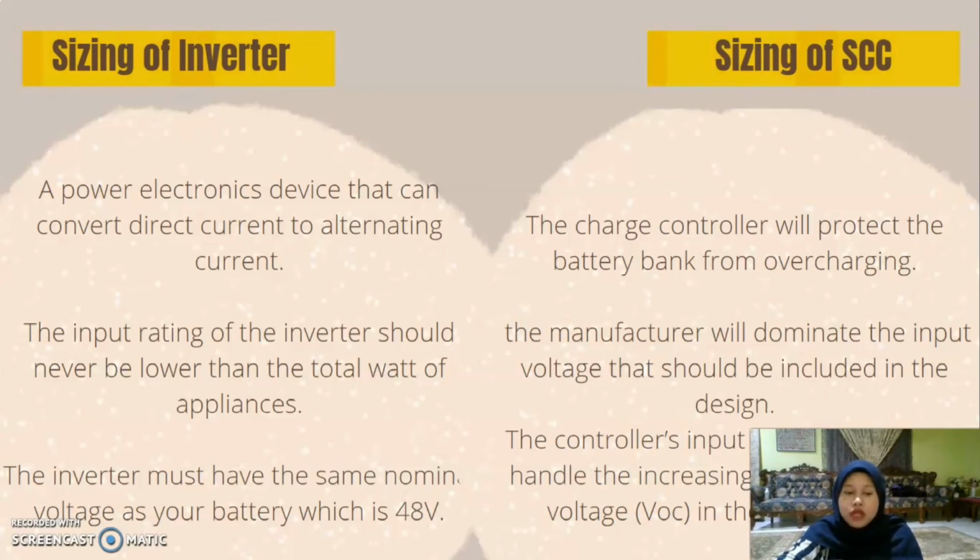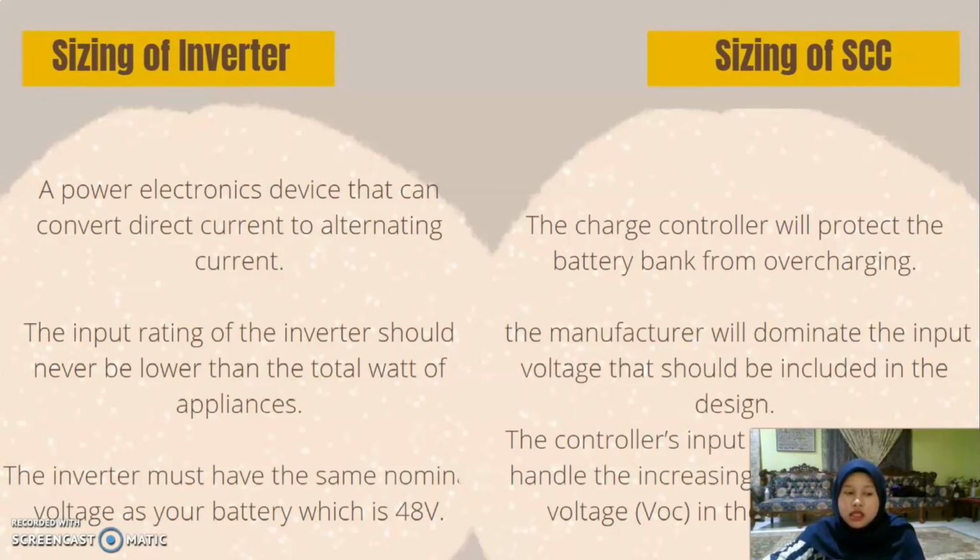The input rating of the inverter should never be lower than the total watt of the appliances. So in this case, the total power of the appliances used in the house is 1296 watt. So the input power rating of the inverter used in the off-grid PV system is 4000 watt, and the minimum inverter power is 3564.5 watt. The inverter must have the same nominal voltage as our battery, which is 48 volt. So the specification of the inverter that we chose was achieved.